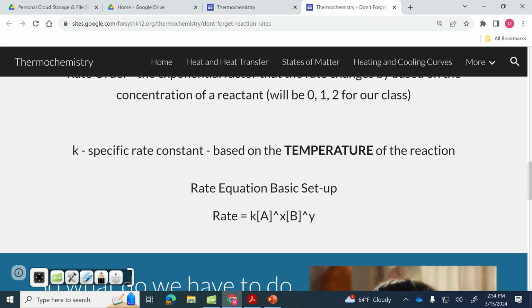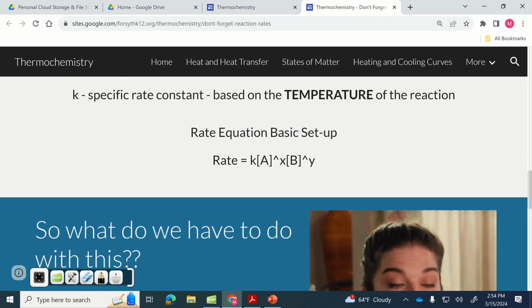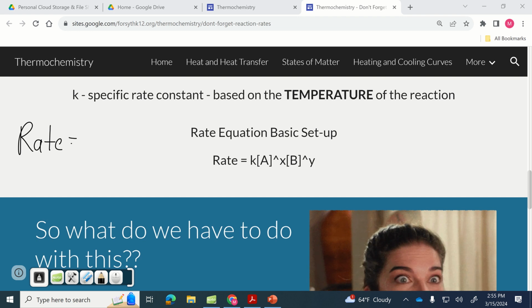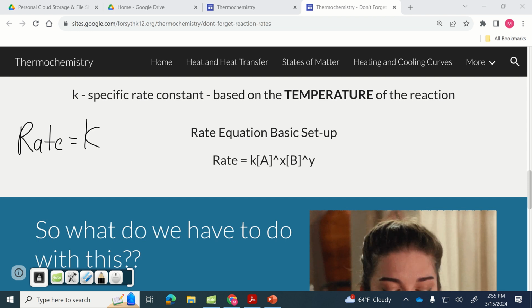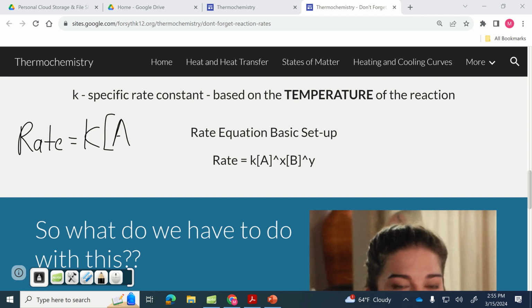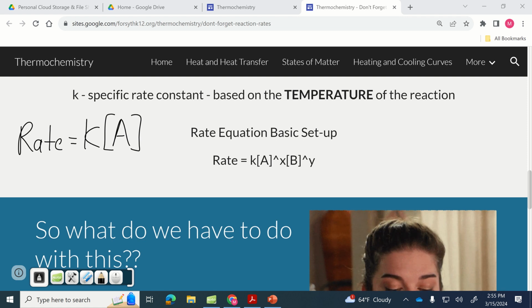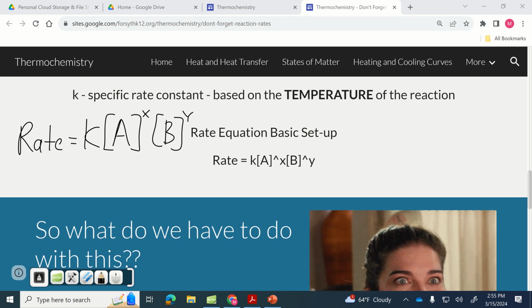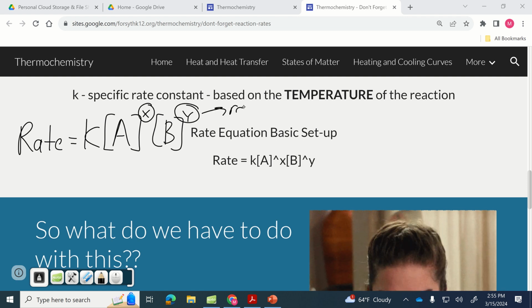So we have the orders of the reaction, which are the exponents, and then we have k, the specific rate constant. I'll write this out so we can see it: the reaction rate is equal to k, our rate constant, times the concentration of one particular reactant raised to some power, that's the order, and then possibly multiplied by a second reactant raised to some order as well. These exponents are what we're referring to as the rate order.